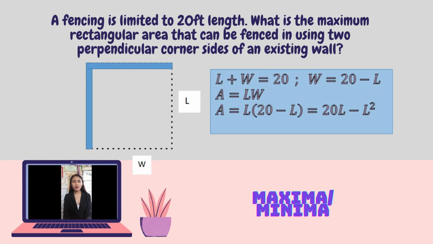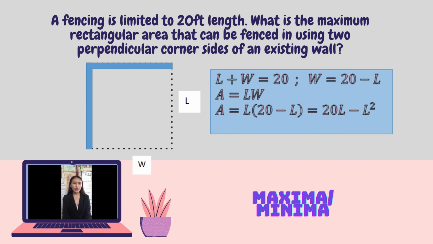So our last problem is about maxima and minima. A fence is limited to 20 feet in length. What is the maximum rectangular area that can be fenced using two perpendicular corner sides of an existing wall? So we have here an illustration that concerns the two perpendicular corner sides of the wall. So I made an equation using the conditions of my problem. So length plus width equals 20. Now, what is the maximum rectangular area?